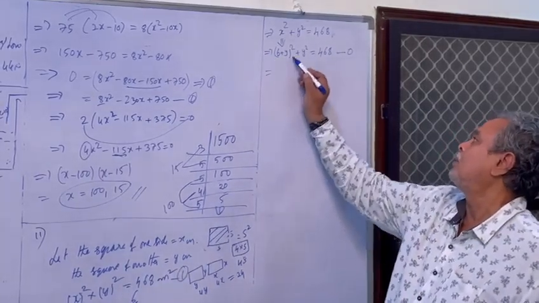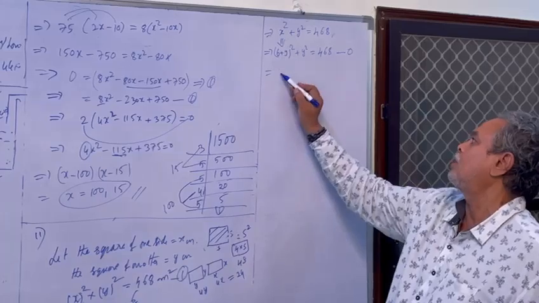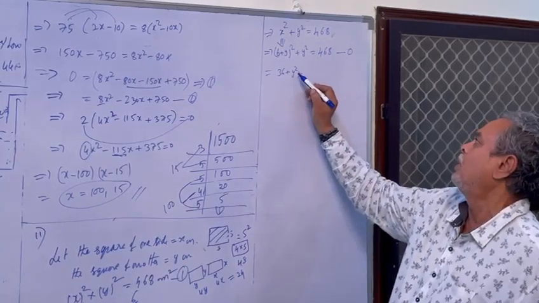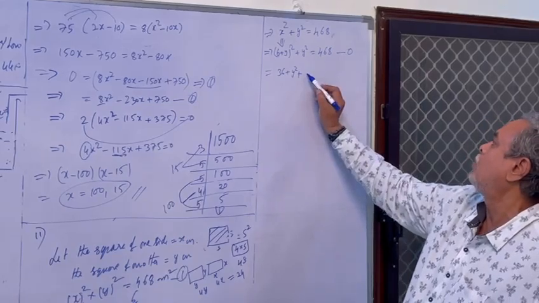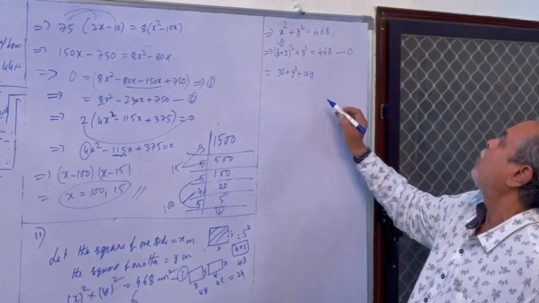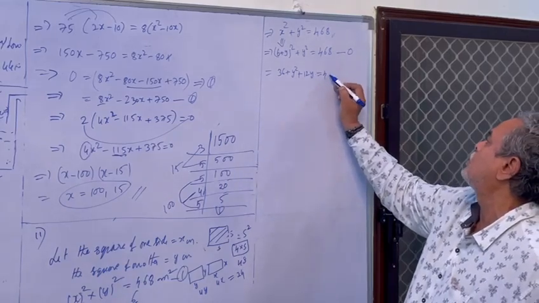And then 6 squared is 36 plus y square plus 2 into 6 into y, 12y is equal to 468.